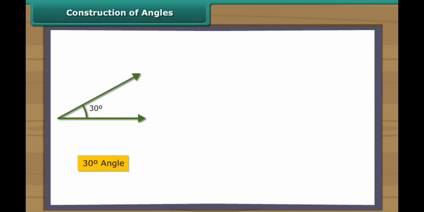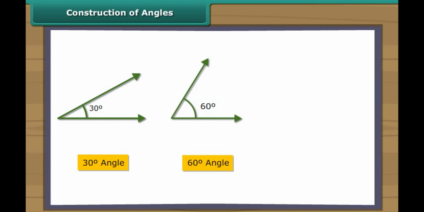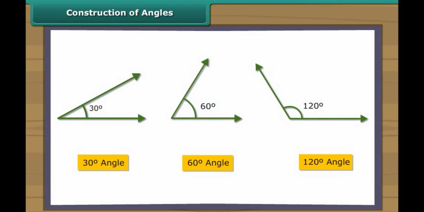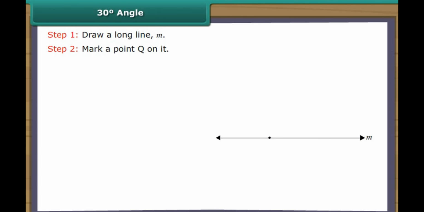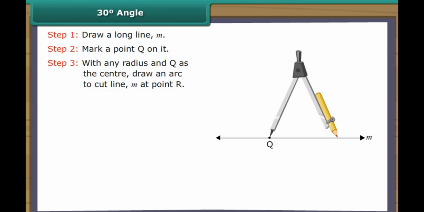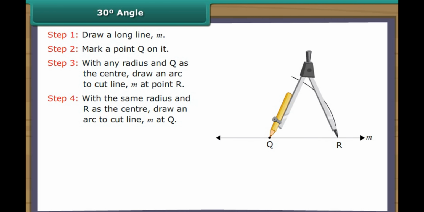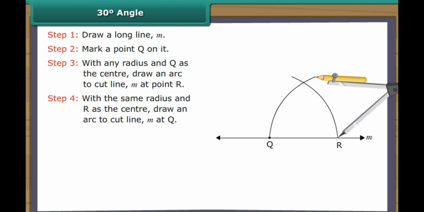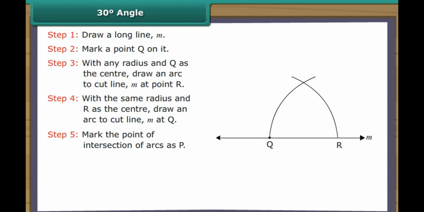Construction of angles. Let us now construct some special angles one by one: 30-degree angle, 60-degree angle, 120-degree angle. Construction of 30-degree angle. Draw a long line M. Mark a point Q on it. With any radius and Q as the center, draw an arc to cut line M at point R. With the same radius and R as the center, draw an arc to cut the first arc. Mark the point of intersection of arcs as P.